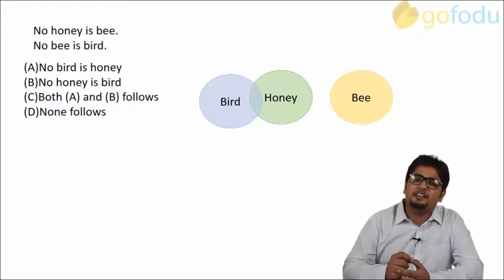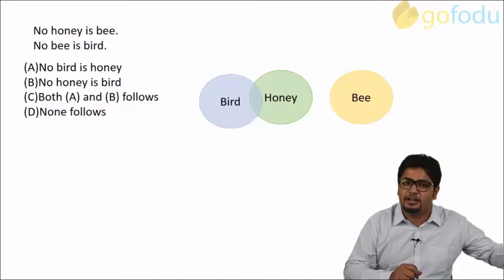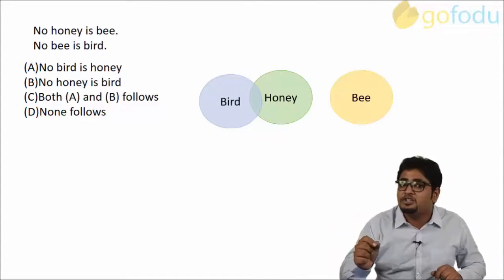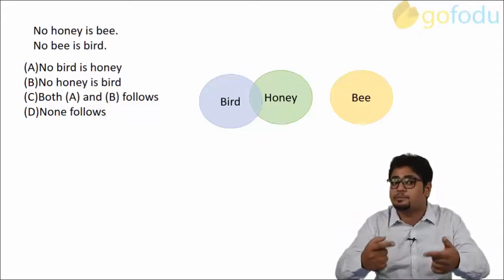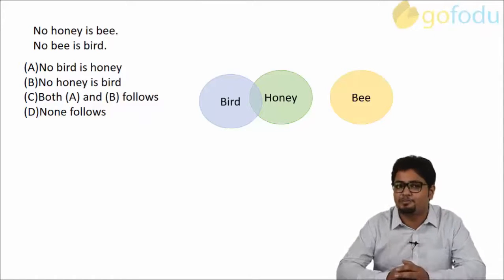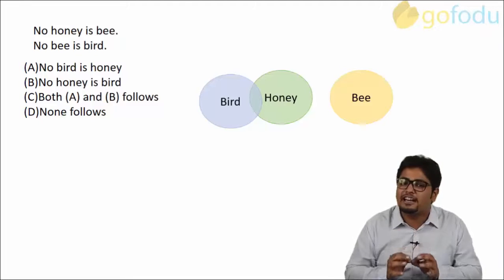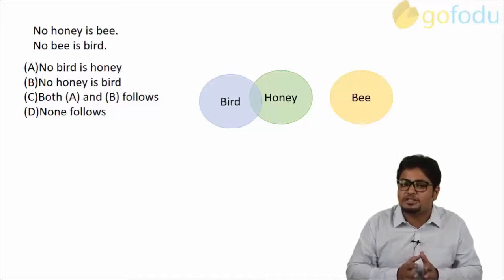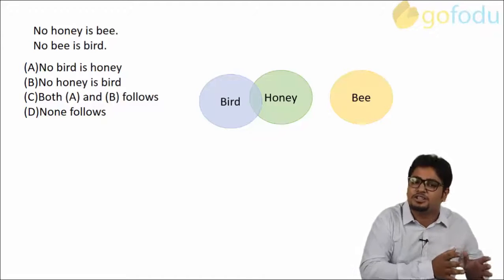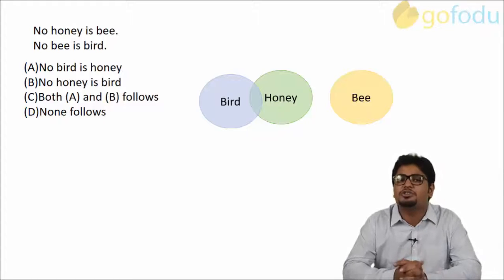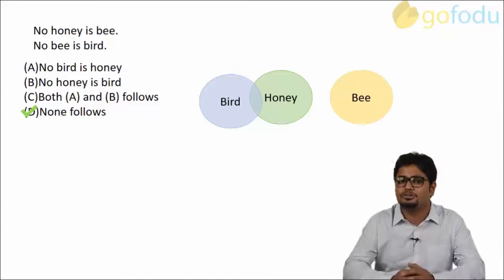But if it's given that no bee is honey, or say no bird is bee, then that means we are simply restating the premises. Then those conclusions will definitely follow. So again, before selecting any option as the answer choice, check all the options and the way these terms have been used in different conclusions. So the answer for this question is also none follows.